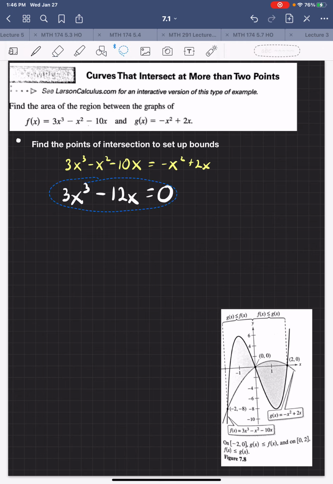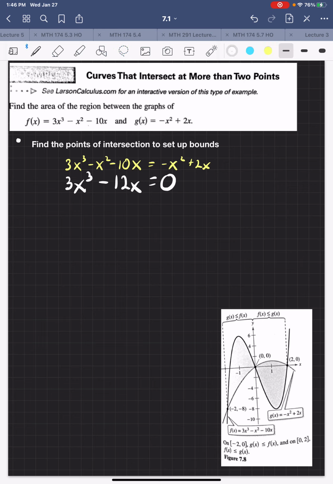All right, so at this stage, let's go ahead and see if we can factor out. So in this case, I can factor out a 3x, leaving me with, what do we got? An x squared minus 4. And I can go ahead and factor that a little bit more. That's just going to be x minus 2, x plus 2 equals 0.